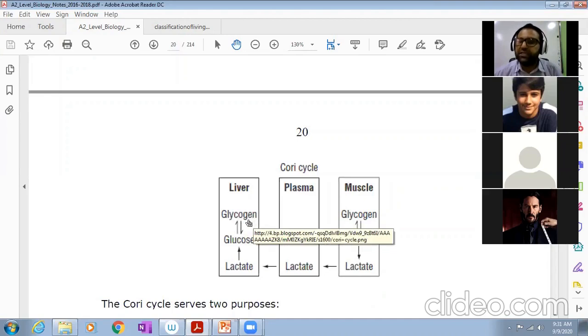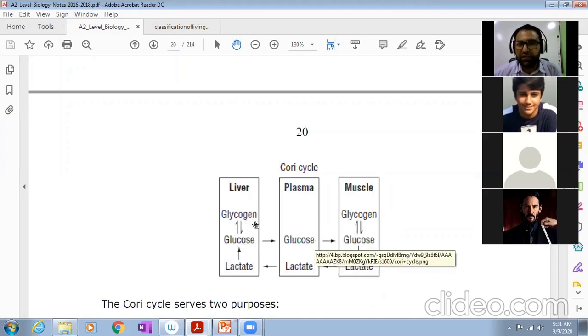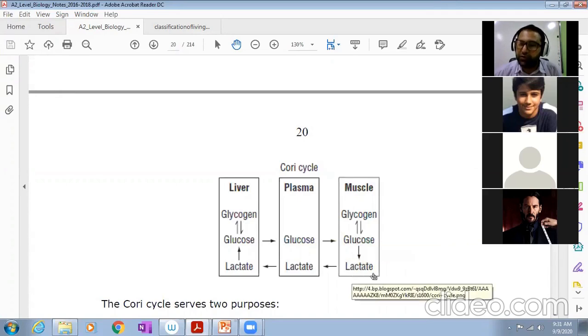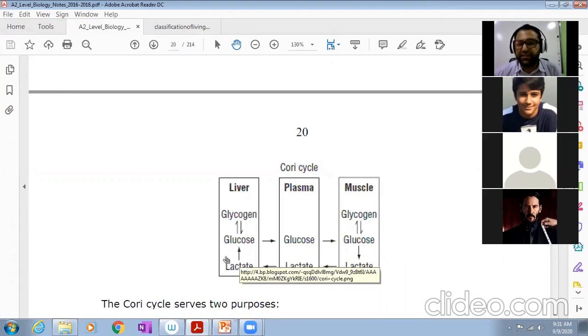Whenever you need that glucose, glycogen will convert back into what? Glucose. Glycogen will convert back into glucose, and if the pathway is anaerobic, that will convert back into lactate, and lactate, if there is a supply of oxygen, will convert back into glucose. So this is the same cycle you can check here. Is it clear up to here?